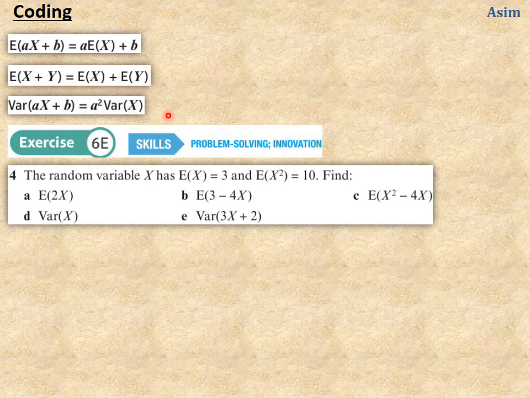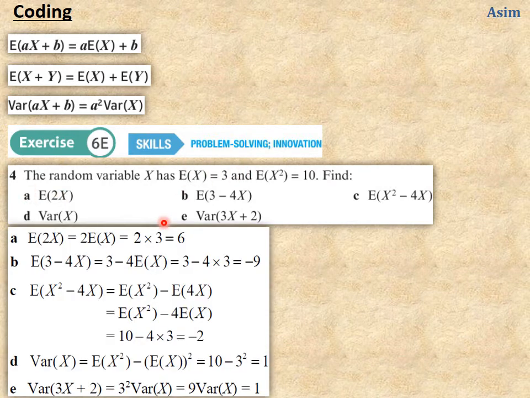That's it. Let us take some examples now. This is exercise 6E in your textbook. The random variable x has its expectation given to us, and the expectation of x square is also given. Find the expectation of 2x. You just take 2 outside, so it will be 2 times 3, which is 6. Let us see the working out here. The first one is just 2 times the expectation of x, which is 6. For the second one, both 3 and 4 are constants, so you can take them outside. 3 becomes a normal number, minus 4 times the expectation, substitute the value, you get the answer.